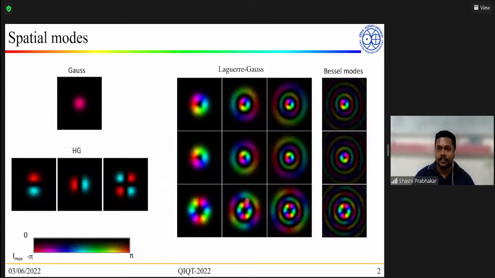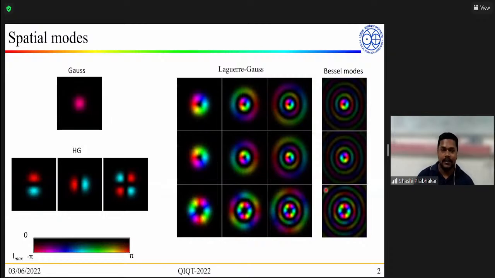Yes. So as I'm going to check the quantum effects under turbulence, one needs to understand what are the parameters or degrees of freedom that can experience the turbulence. And for this, I am going to introduce the spatial modes of light.